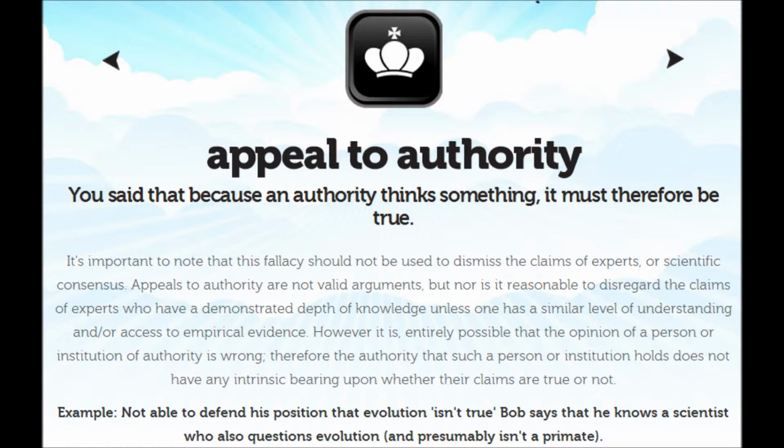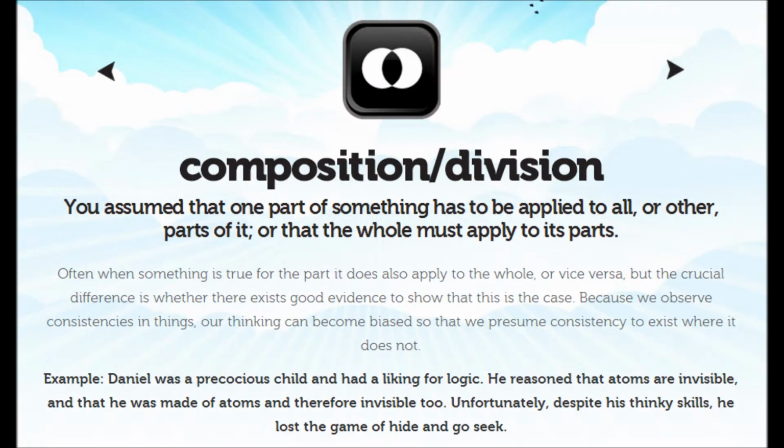16. Composition/division. You assumed that one part of something has to be applied to all, or other, parts of it, or that the whole must apply to its parts. Often when something is true for the part, it does also apply to the whole, or vice versa, but the crucial difference is whether there exists good evidence to show that this is the case. Because we observe consistencies in things, our thinking can become biased, so that we presume consistency to exist where it does not.